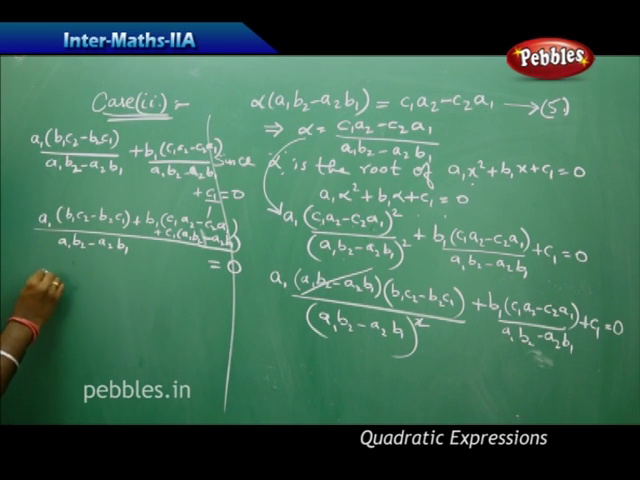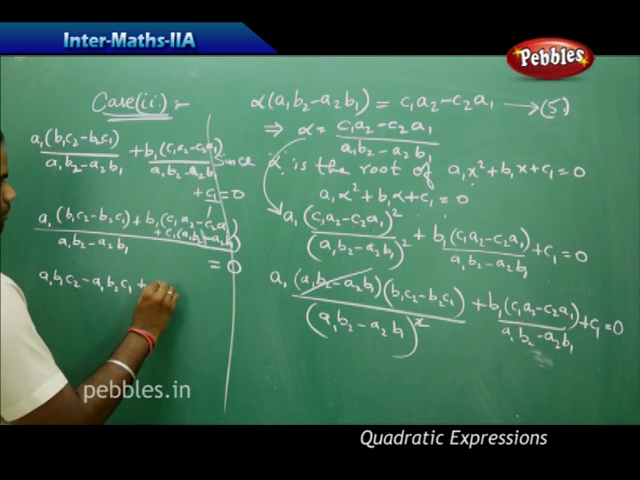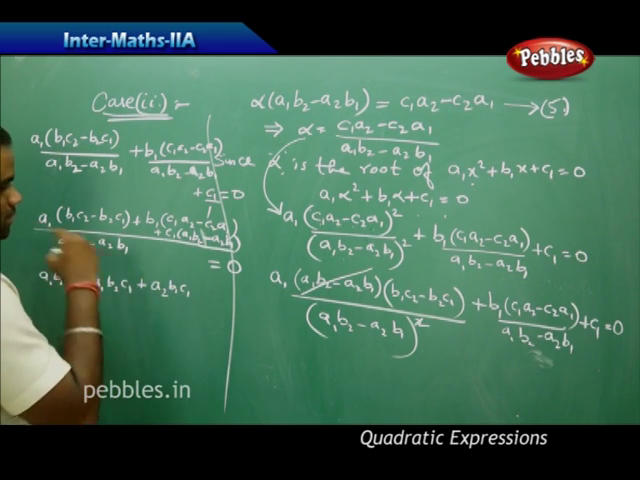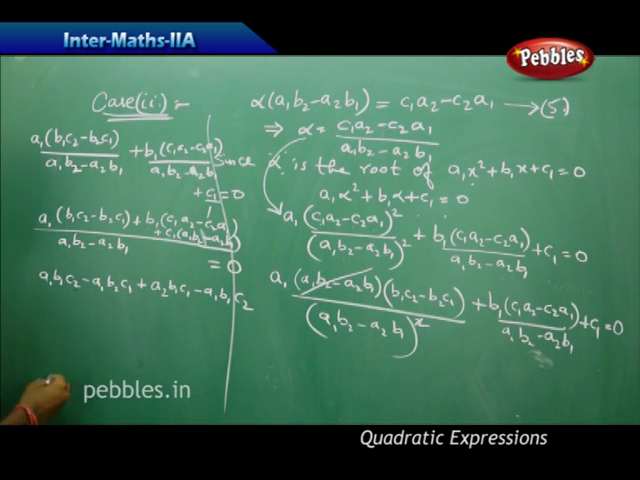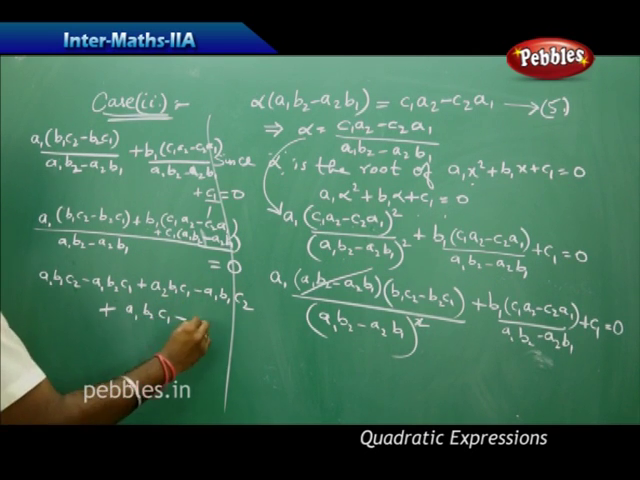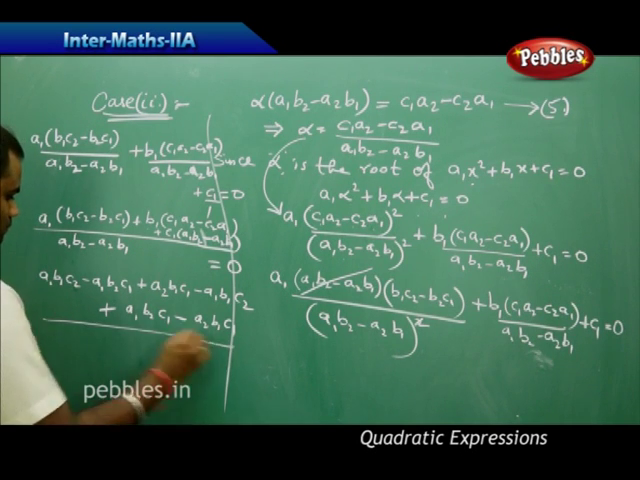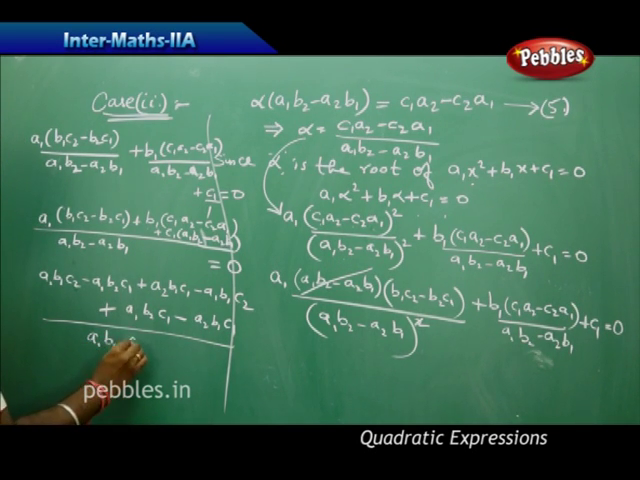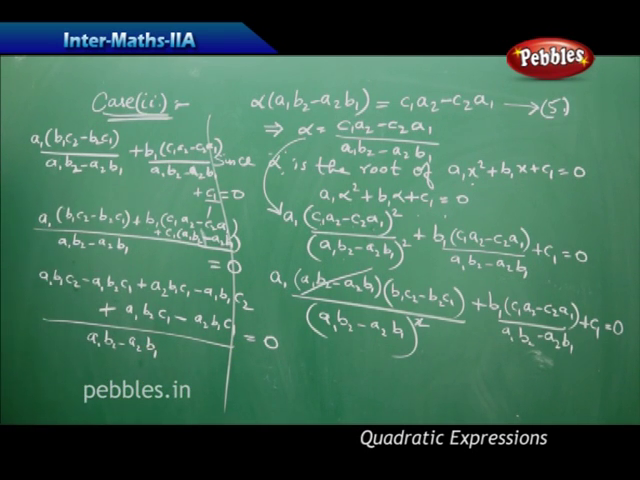Now when I expand each of the terms through the brackets, the expansion gives me a1b1c2 minus a1b2c1 plus, arranging in the form ABC, a2b1c1, and this becomes minus a1b1c2, then this in the form a1b2c1 minus a2b1c1, whole over (a1b2 minus a2b1) equals 0 is what we get.